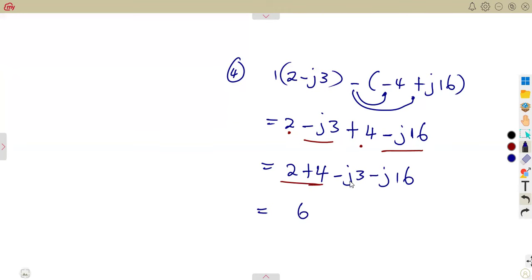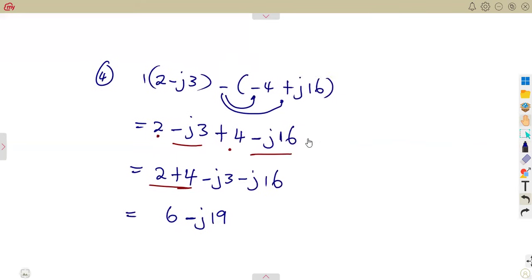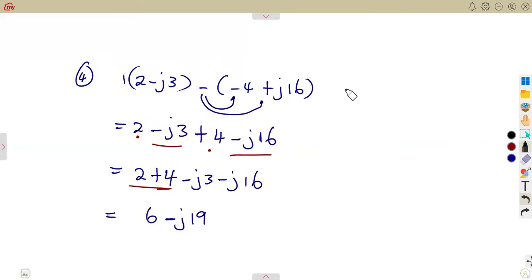There is a minus 3, a minus 16. So it's minus 3 minus 16, that's minus 19. So it's minus j19 because of the j that you're given. So don't worry about these calculations, guys. You are used to these calculations. The way that you are used to that, simplify as it is.